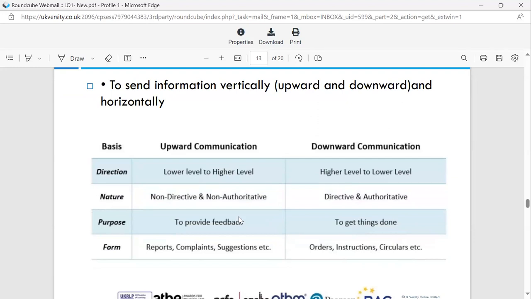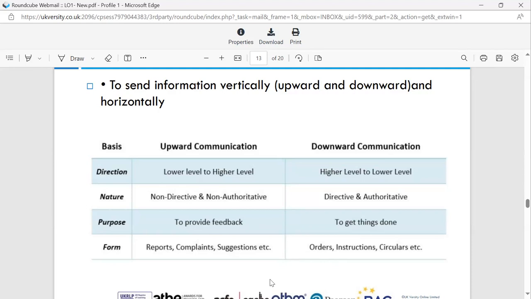So to send information vertically, which is upward, and downwards. Upward communication is lower level to higher level, and it's non-directive and non-authoritative, and it's to provide feedback and reports, complaints and suggestions. Downward communication is from the higher level, so it's a hierarchy from the directives, and it's more authoritative and it gets things done, and it's orders and instructions.